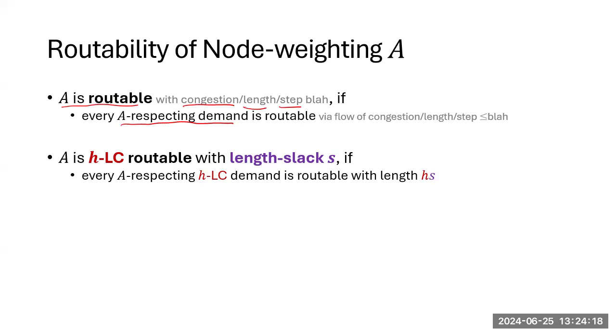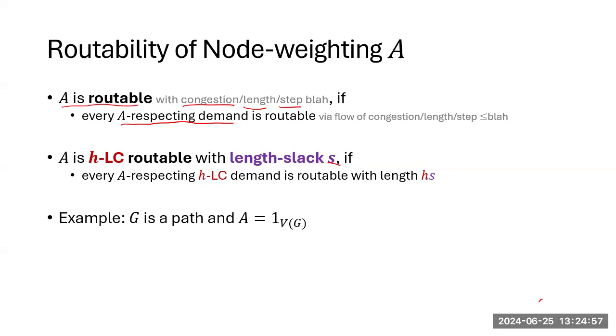And if A is H length constraint routable with some slack S, it means that for every A respecting demand that tries to route only between pairs that are within H distance, like a length constraint demand, for every A respecting H length constraint demand, you can route it with length basically H, but with some slack. So the length is HS. Okay. So just to make sure you get the definition.